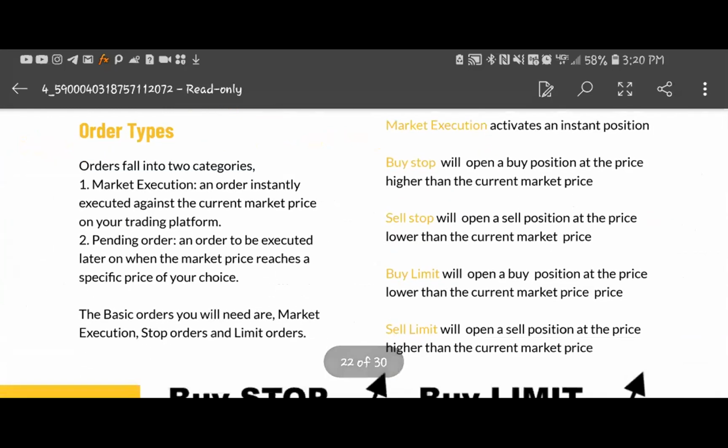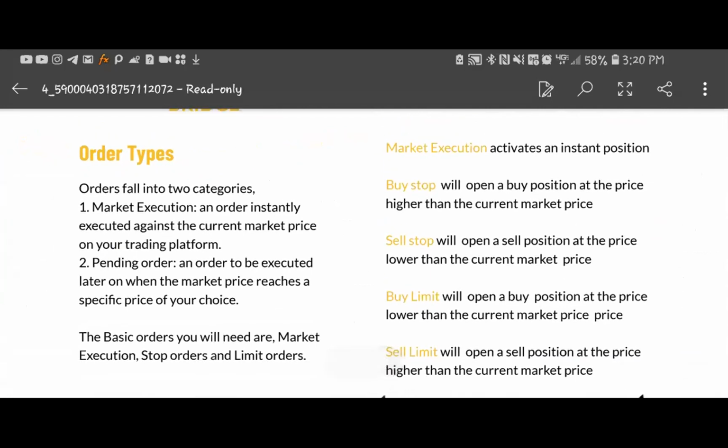Now a buy stop will open a position at a price higher than the current market price. So a buy stop, right, is when the market is continuing to rise in one direction and what you are expecting the market to do is to break a specific price line.